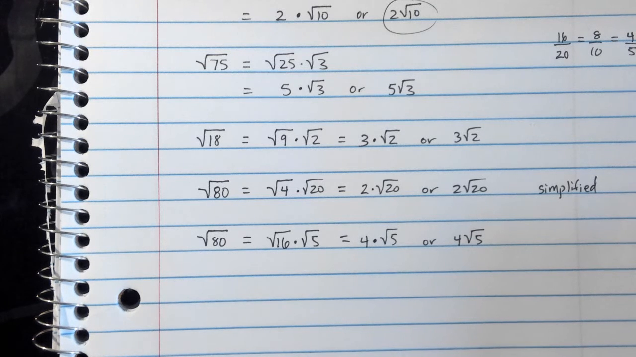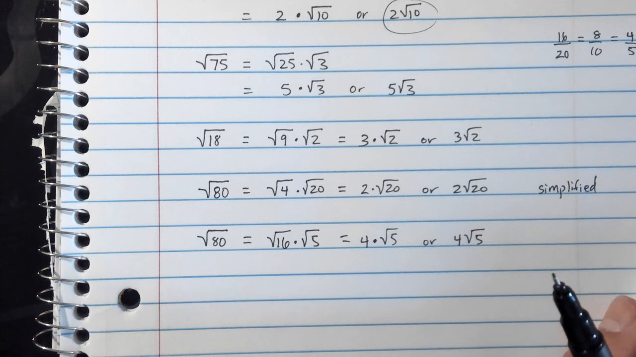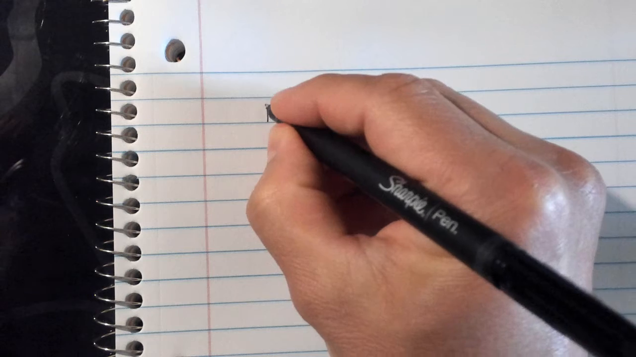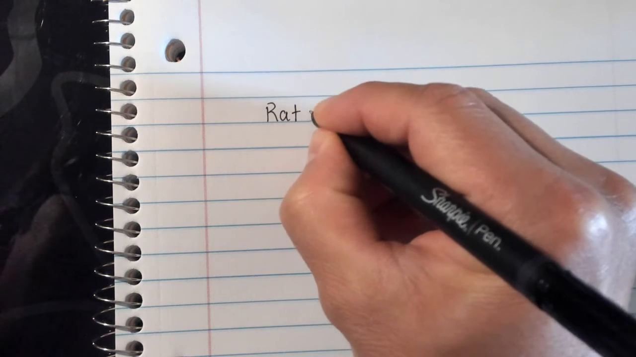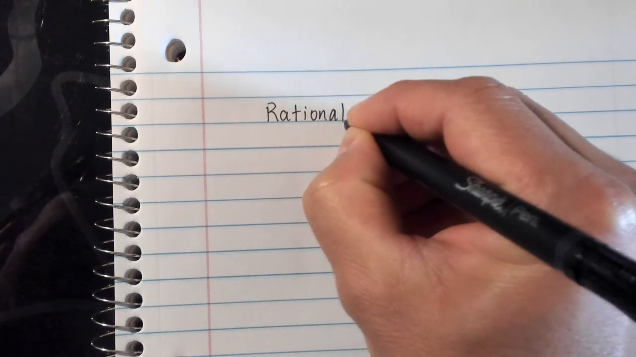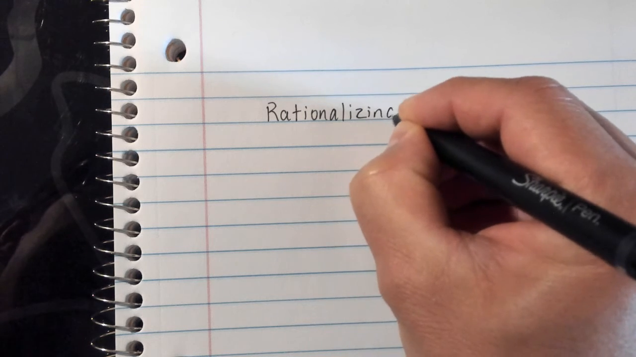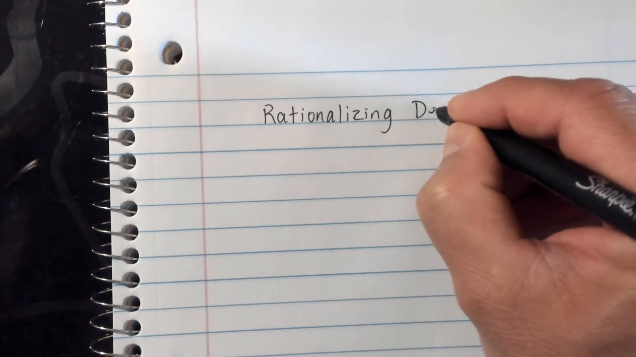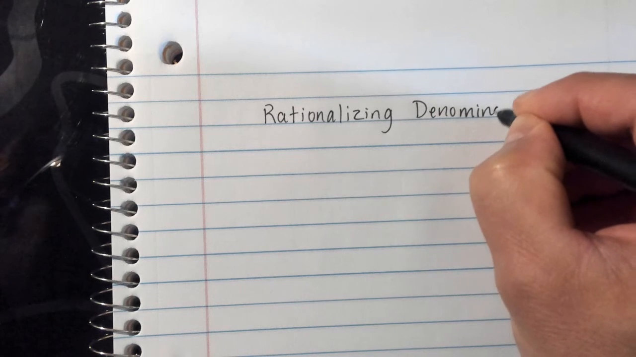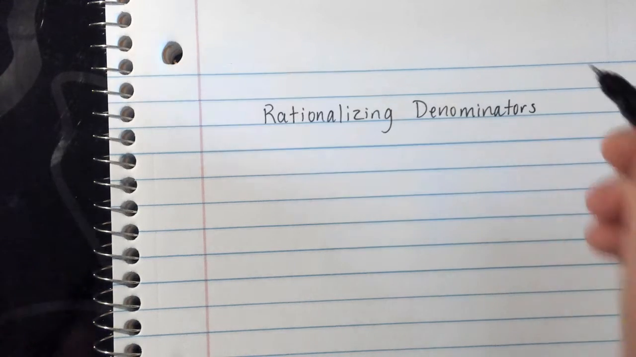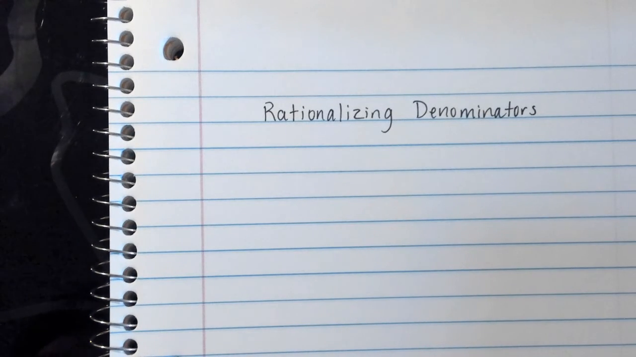Okay, and then what else? Oh, something called rationalizing a denominator. Sorry, this is a long video. Rationalizing denominators. Okay, and I am gonna go with this.